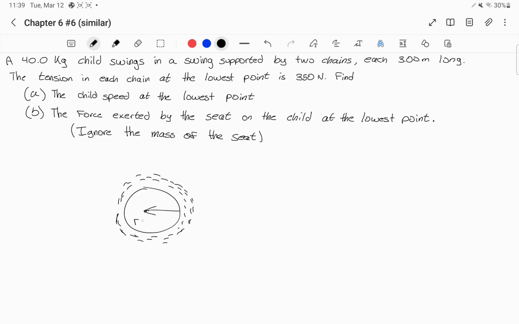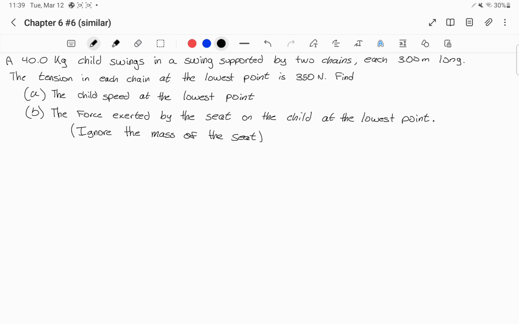So if we let the center equal r equals 0, then the further away we get from the center, it's going to be in the positive direction. And the closer we get to the center is going to be in the negative direction. So the further away we get, the bigger r gets. And the closer we get to the center, the smaller r gets.